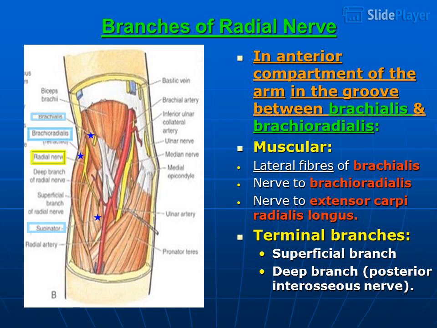Branches of radial nerve. In anterior compartment of the arm in the groove between brachialis and brachioradialis. Muscular. Lateral fibers of brachialis. Nerve to brachioradialis. Nerve to extensor carpi radialis longus. Terminal branches. Superficial branch. Deep branch, posterior interosseous nerve.